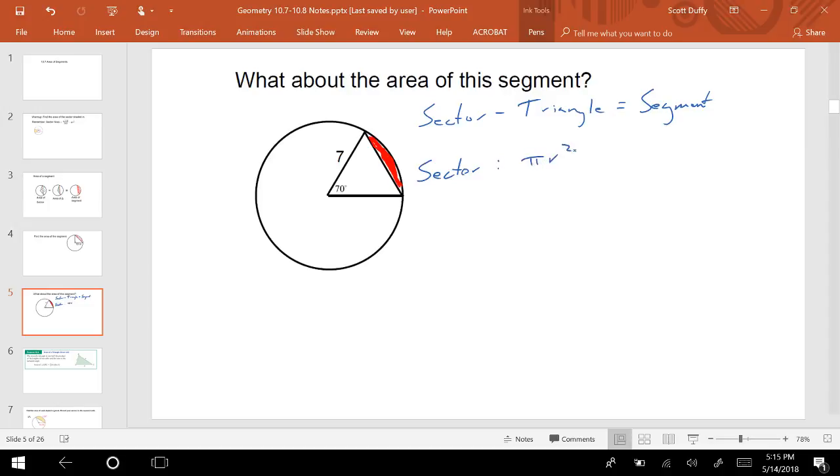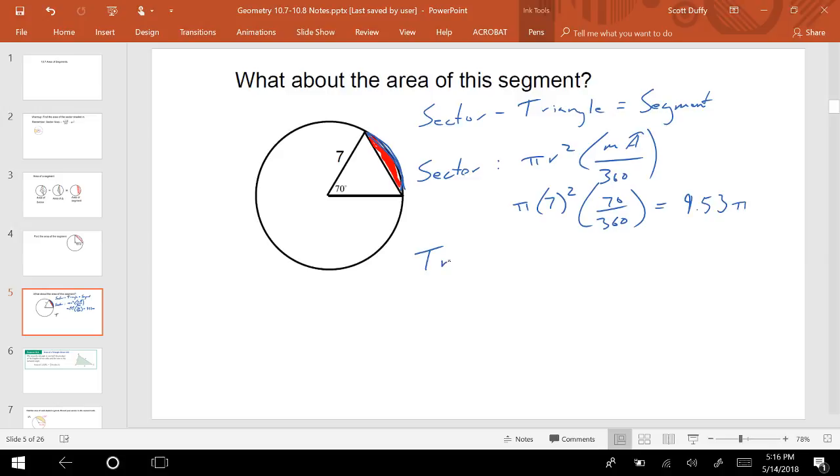That's going to be pi times the radius squared times the measure of the arc over 360. Arc and the angle are going to have the same measurement, so this arc right here would also be 70 degrees. So pi times radius of 7 squared times the measurement of the arc, 70 over 360. Keep that in terms of pi. And I get 9.53 pi.